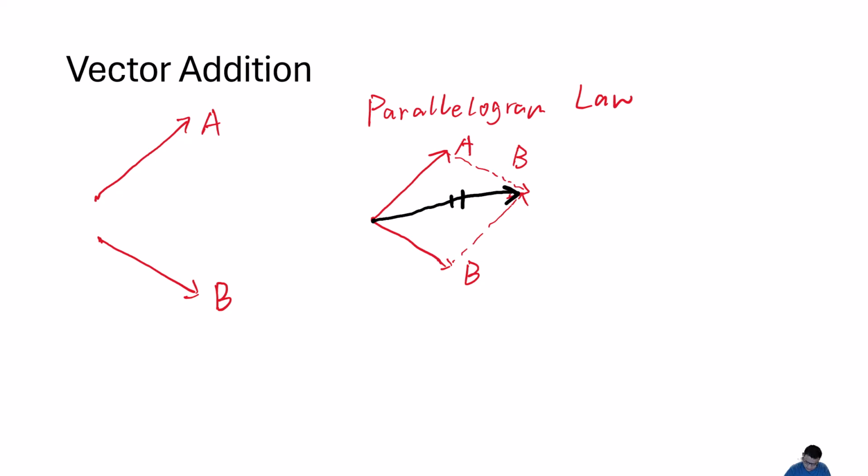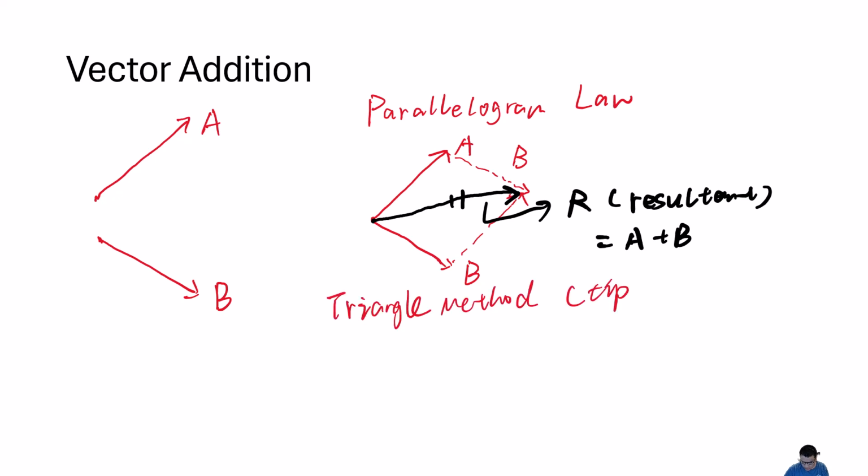We call this the resultant, which equals A plus B. So besides the parallelogram law, we also have the triangle law. I believe you already heard it somewhere else. The triangle method. We also call this the tip to tail method to calculate the addition of two vectors.